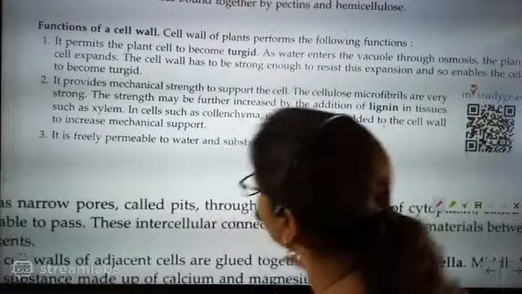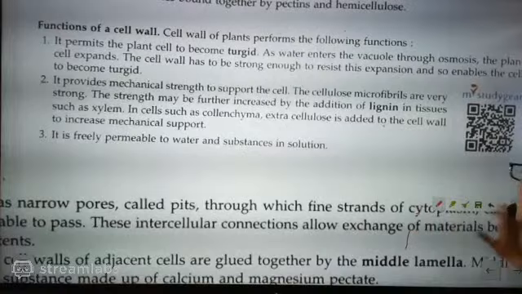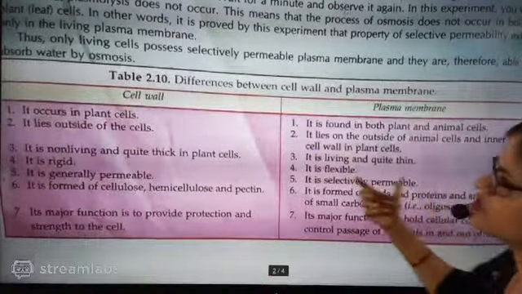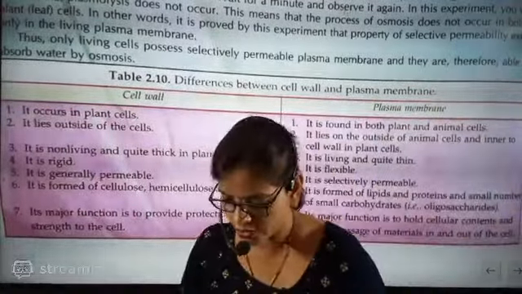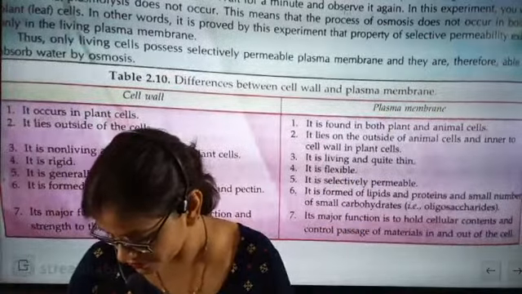Everyone understood? Very good. So that is it, beta. The most important things we have understood today about the cell wall. This much information is more than enough. And the difference between cell wall and plasma membrane, tomorrow we are going to do.